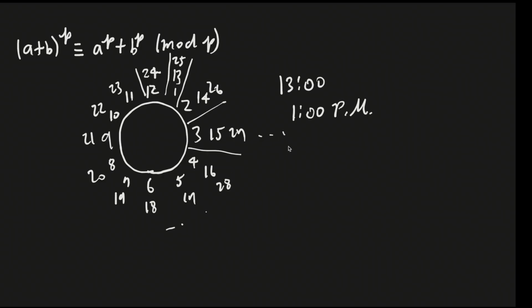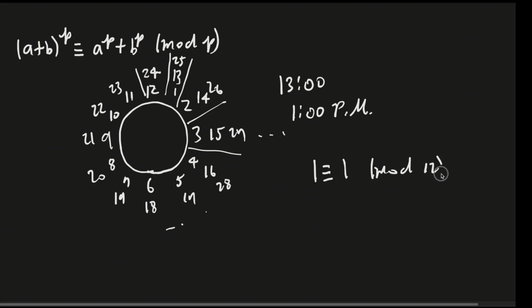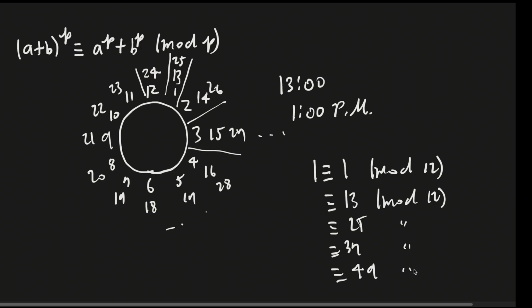And we have many more same numbers, so we can say that 1 is congruent to 13, or we could just say mod 12. So in a clock with 12 numbers, 1 is congruent to 1. However, it is also congruent to 13 in a clock with 12 numbers. It's also congruent to 25. It's also congruent to 37. We just add 12. It's also congruent to 49, and so on.